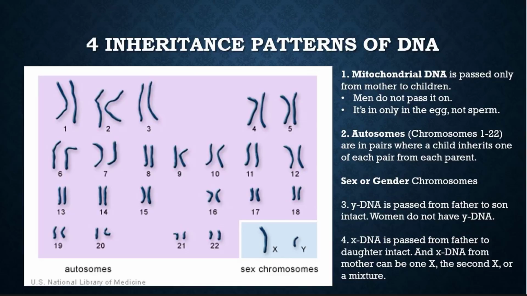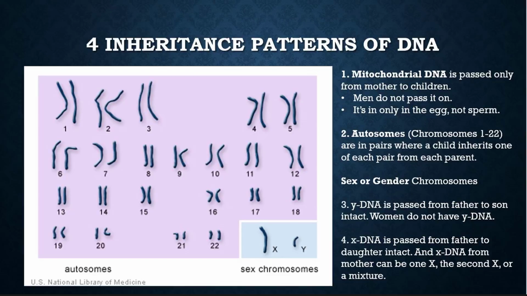So it does inherit, it does get passed on to the men as well as the women. And the last one that we're going to talk about tonight is xDNA. xDNA is passed from father to daughter intact. So whatever xDNA you get from your dad is in sperm and it's intact. He only has one X to contribute. If he contributed a Y to you, then you would be a boy. You wouldn't be a girl. So if you're a girl and you have an xDNA from your dad, you got it intact from your dad.